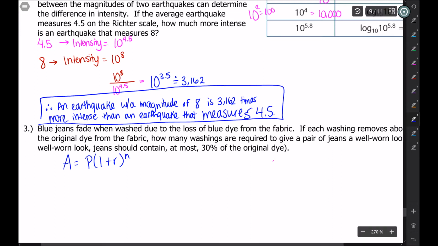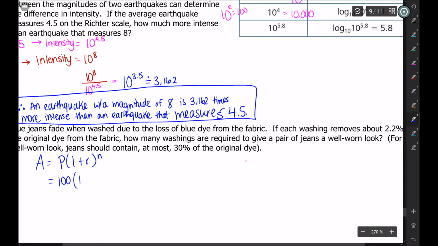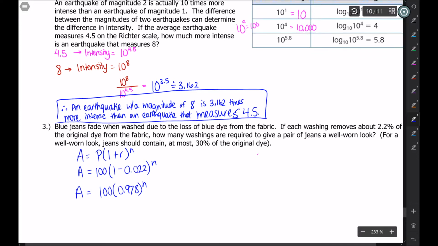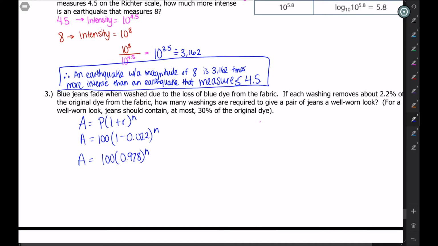Okay, so right here our initial amount, we're going to assume it starts with 100% blue dye, and we're going to say it's 1 and it loses about 2.2%. So I'm going to say 1 minus 0.022, all to the power of n. So that's what A is right here. So A equals 100, and if I subtract 1 minus 0.022, I end up getting 0.978 to the power of n. Now I want to know how long it'll take to get a percentage of 30%. So I'm going to replace the A with 30.